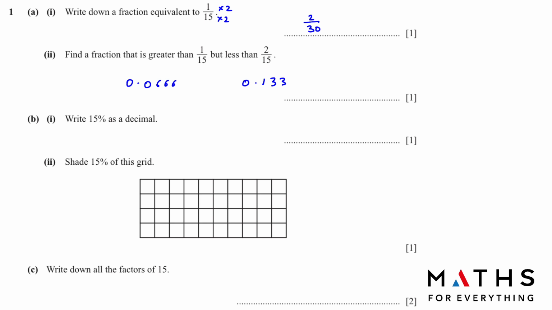You can write 0.07, 0.08, 0.09. These are all greater than 0.0666 and smaller than this. Now to change it into a fraction, suppose we took 0.07, write it in the calculator, 0.07, and press equal. You will get the answer 7 over 100.